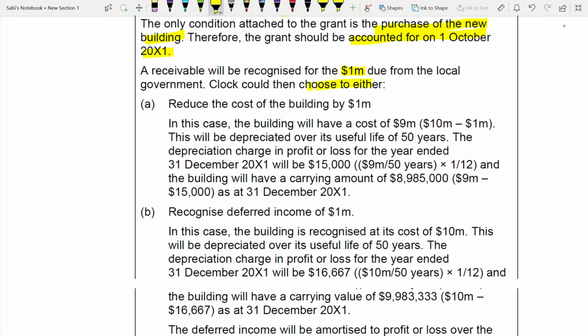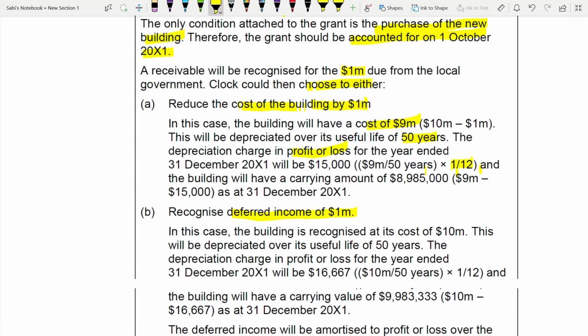Number 1, either you reduce this from the building by 1 million, the cost of building, which is 10 million. You reduce 1 million, then it becomes 9 million. Then you depreciate. Or otherwise you recognize 1 million as a deferred income. But first we'll go by A. What happens? Building will have a cost of 9 million then. 10 minus 1. It will be depreciated over 50 years. Depreciation will be charged in profit and loss. How much? 9 divided by 50 into 1 over 12.